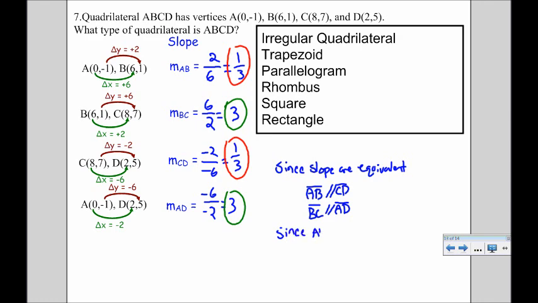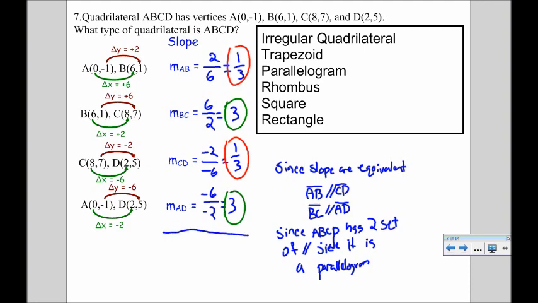Since quadrilateral ABCD has 2 sets of parallel sides, it is a parallelogram. I'm making that conclusion from the definition of parallelogram. A quadrilateral with 2 sets of parallel sides is by definition a parallelogram. All of the work that I've shown to show this is my slopes and then my conclusion from that information.